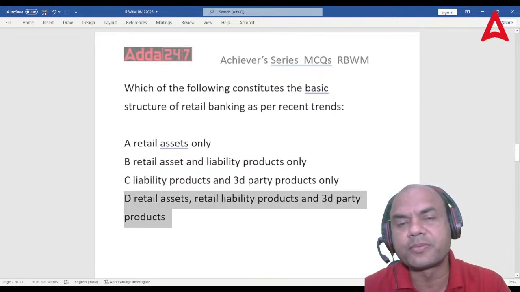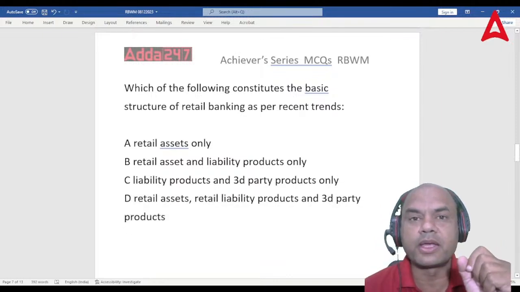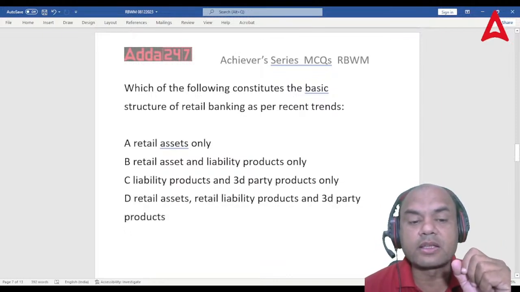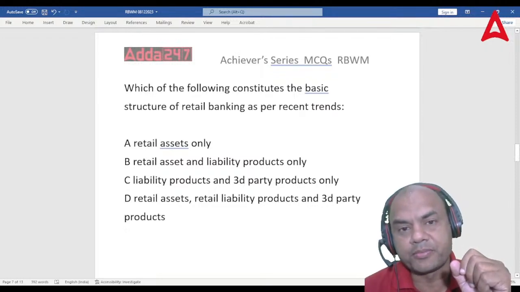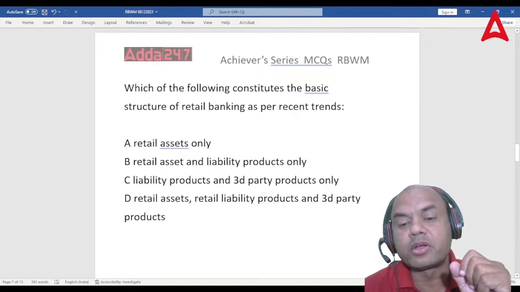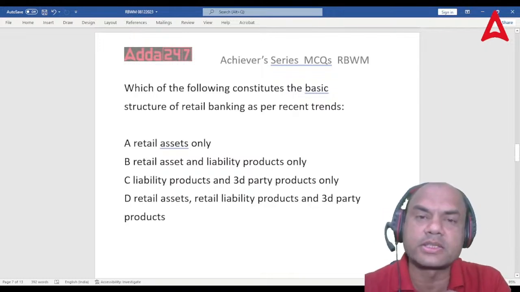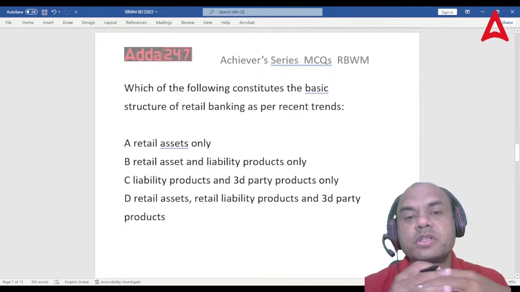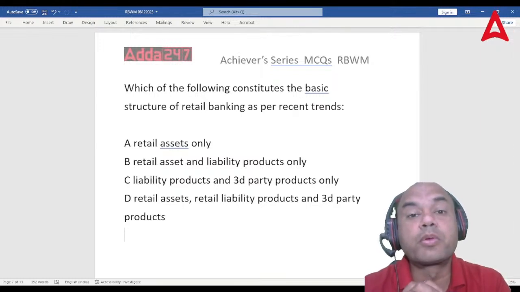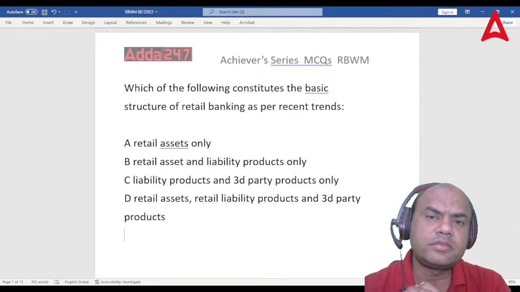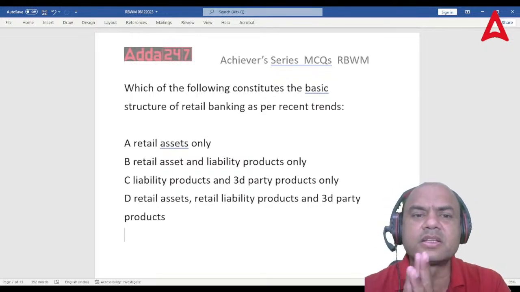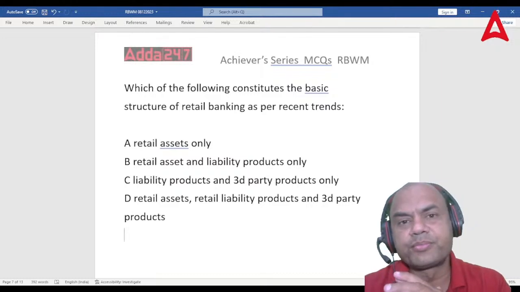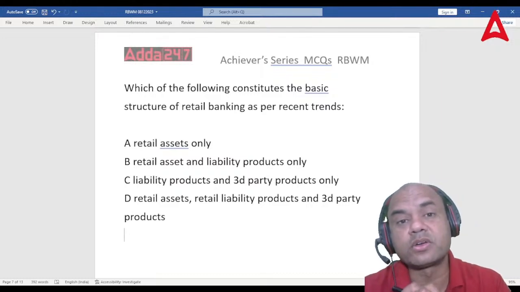What is a retail asset? Asset is a loan for the bank. So loans are the assets for the bank. Liability means what? Deposit, saving, current, FD. And third party means what? Third party means products like insurance, mutual funds, or broking accounts. There are many, there is factoring, and there are others as well, such as credit cards of other banks.